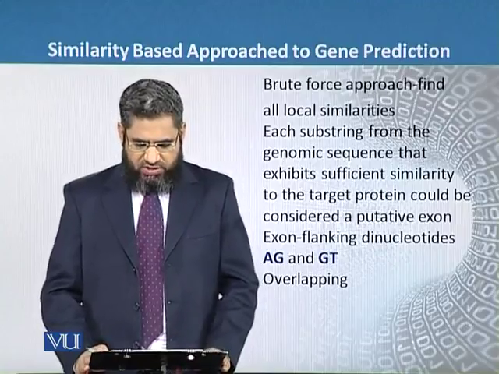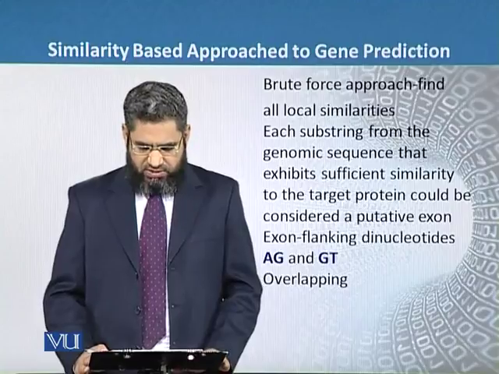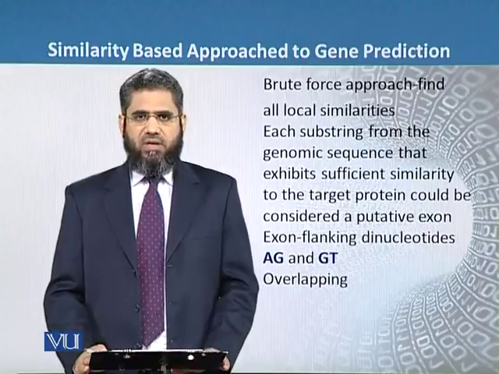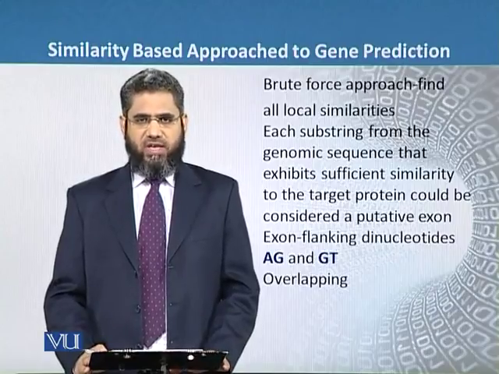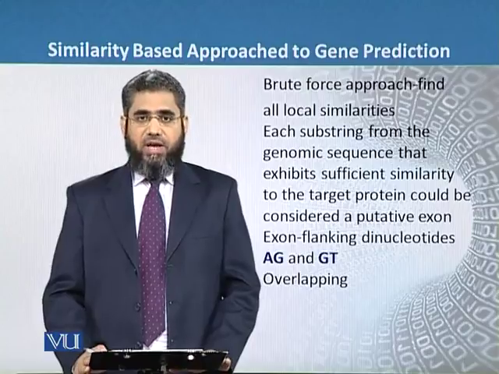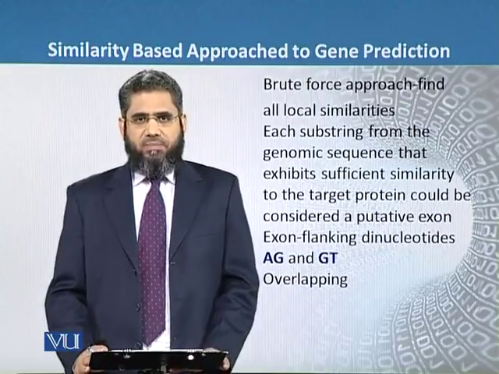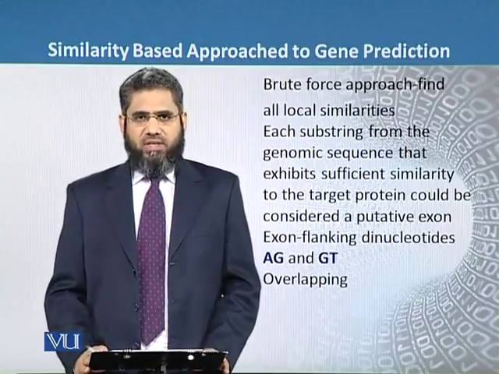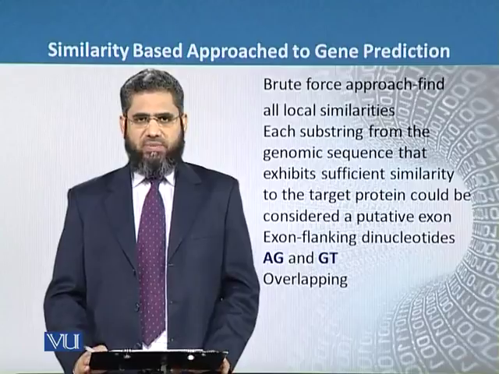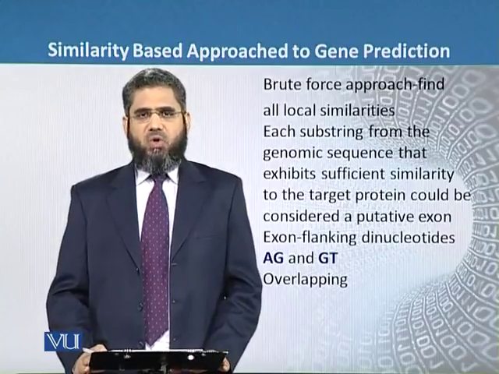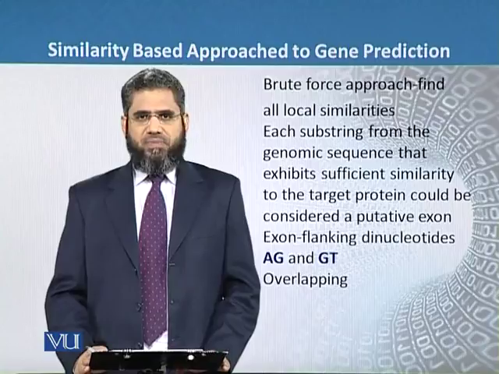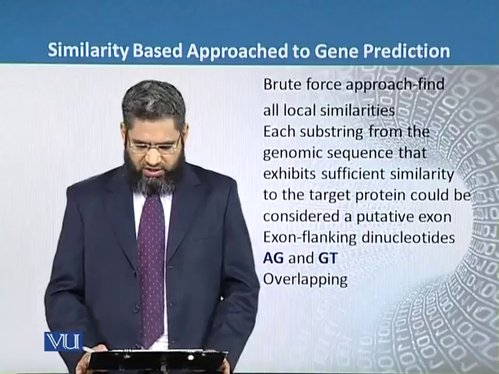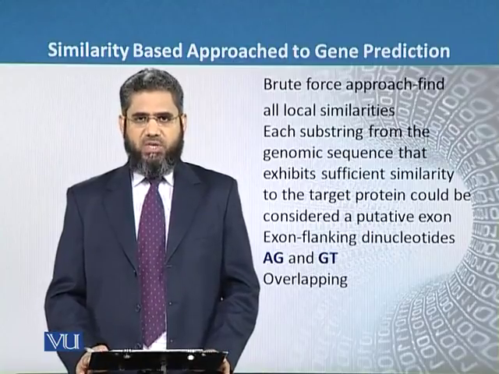The genomic sequence that exhibits sufficient similarity to the target proteins, which we call the substring, is now known as the putative exon. And that putative exon, identified by using the brute force technique and by identifying the substrings on the basis of local similarities, might not contain the flanking regions that differentiate between the introns and the exons, and these flanking regions are AG and GT.